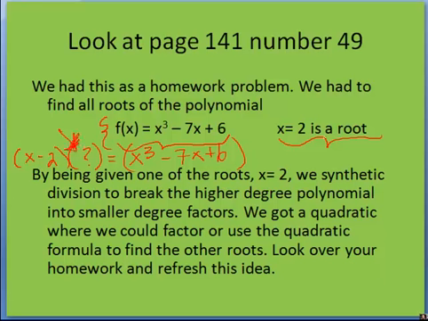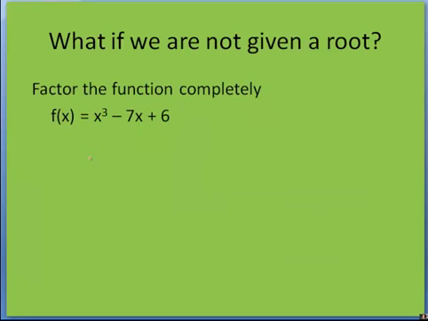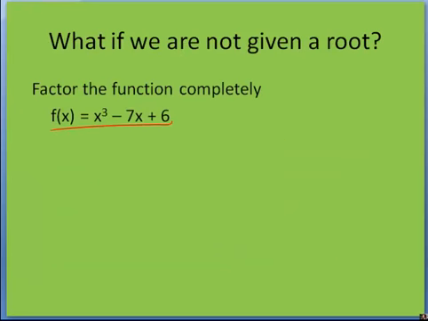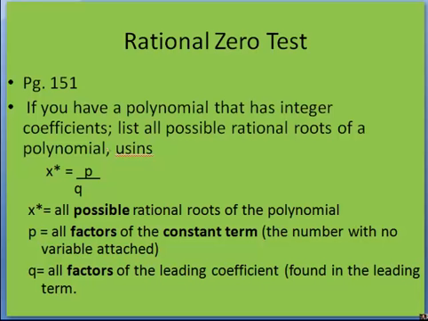So now, though, we aren't going to be given this. That is the situation. We aren't going to be given a root, so how are we going to be finding our factors? So again, what if I just said factor the function completely and I just gave you this? Notice the difference. Nice teacher gave you a root. Mean teacher didn't give you a root. So now you're going to have to rely on the nice rational zero test.